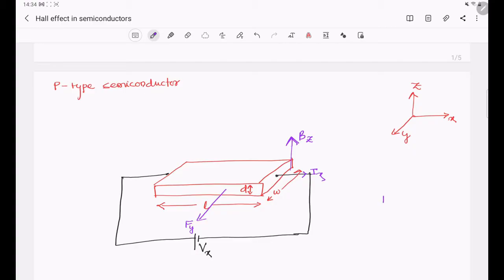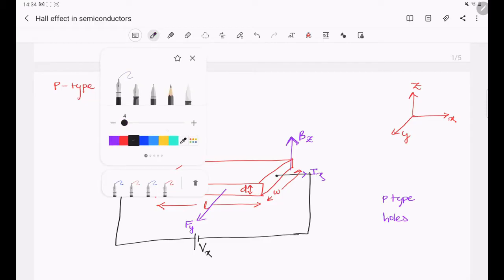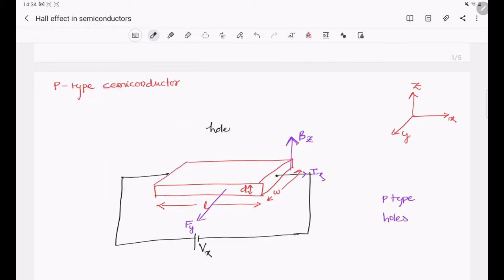In case of p type semiconductor, the majority charge carriers are holes. Due to this voltage Vx, what will be the direction of flow of holes? It will be from positive to negative side, from left to right or from positive to negative terminal of this voltage supply. What will be the direction of current? The direction of current is the same as the direction of flow of holes.